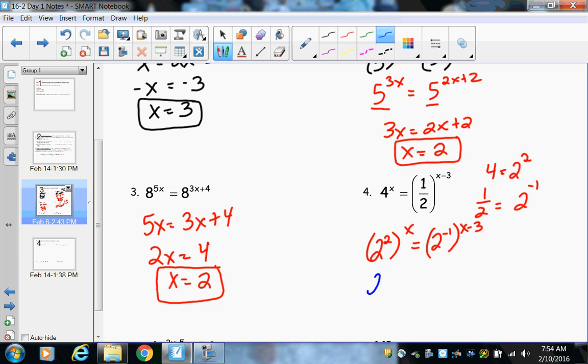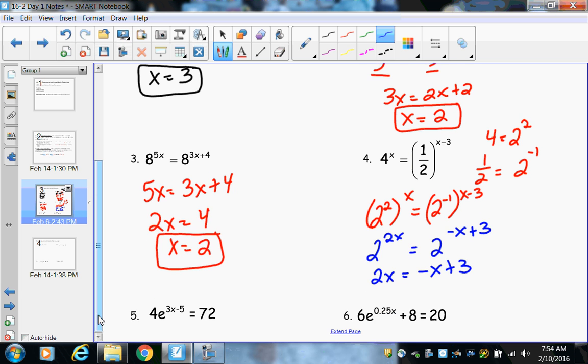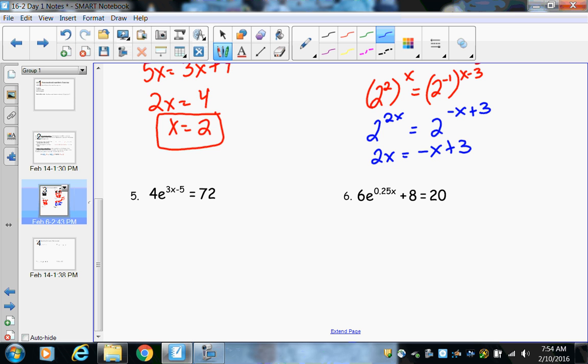Multiply, so that's going to give me 2 to the 2x equals 2 to the -x plus 3. Now I can just solve the exponents. So that's going to give me 3x equals 3, so x equals 1.